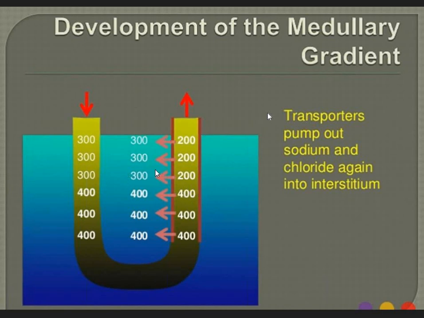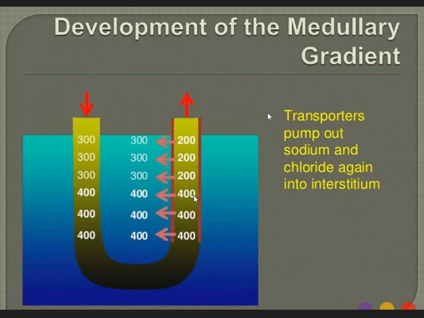But this pump, the sodium potassium chloride transporter, is constantly working. It has not stopped working. So this transporter pumps out sodium and chloride again into the interstitium. As it is pushing the solutes out, it will cause an increase in the osmolarity again. So till now you have seen that the osmolarity in the tubules on this side is 200 and lower down it is 400. But due to the constant working of the pump, this osmolarity is going to change.